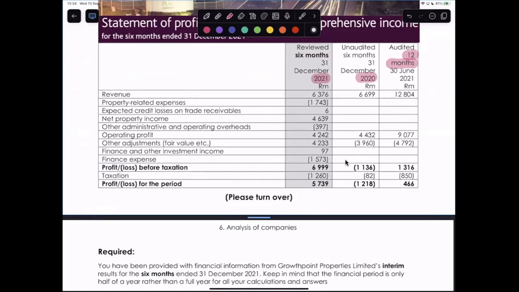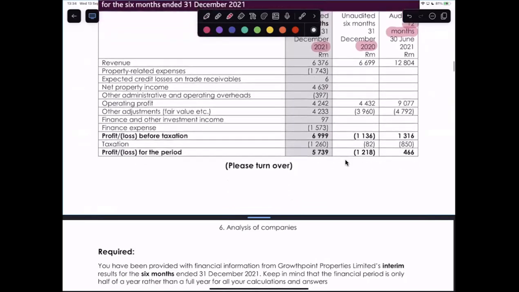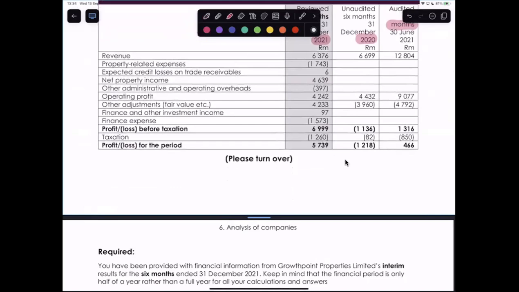Now we're going to just have a look at these figures, and now not all of them have been given in the comparative figures, but we can see some of them. If you have a look at the revenue, you can see that the revenue has actually dropped a little bit. It went from the 6,699 million rand to 6,376 million. So it's slightly lower than it was before.